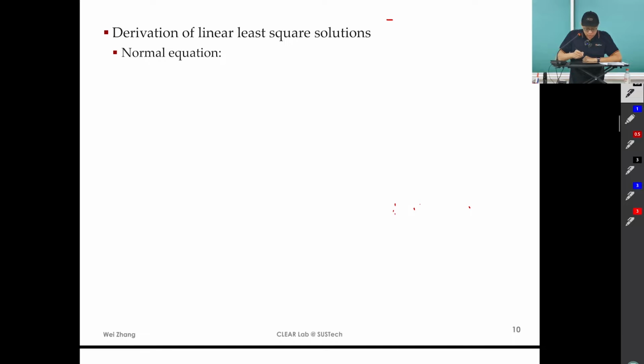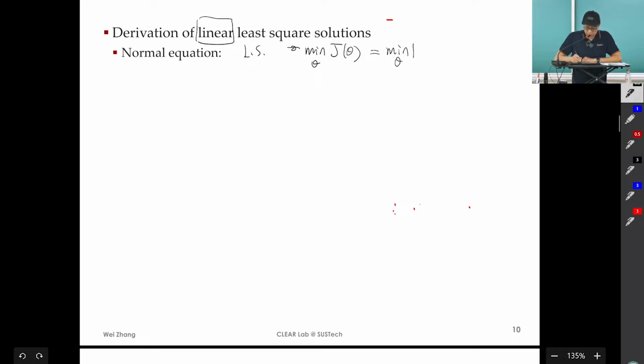Derivation of linear least square solution. The keyword here is linear, okay? There's no analytical solution for nonlinear least square. Let's recall our definition. What we want to do is minimize over theta, and we don't have a constraint in this case. A cost function, let's call it the least square cost function. That's J, okay? The J in this case is minimized over theta, y minus h theta. G of theta is h theta in this case.